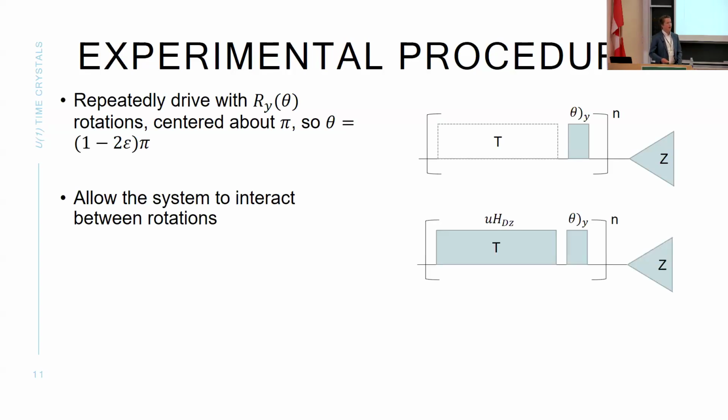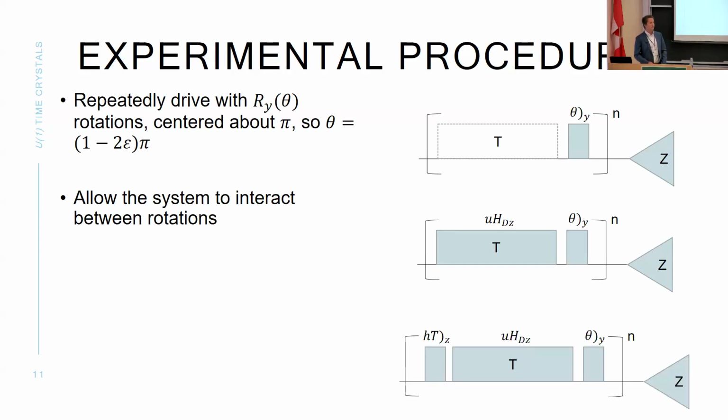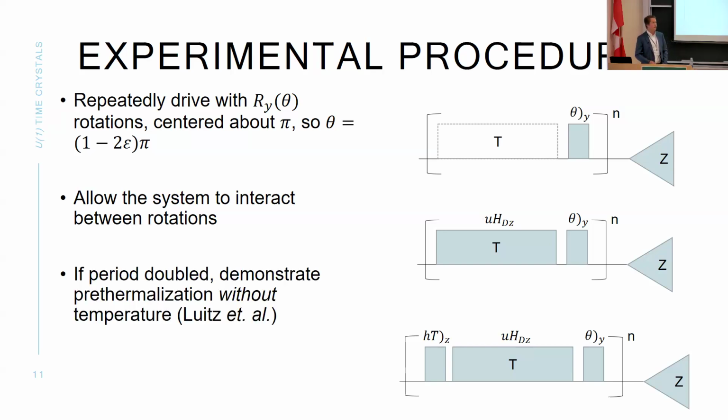Or we can use Hamiltonian engineering to physically fix the Floquet period and change the strength of the interactions. And additionally, we can add a quantizing field along with the dipolar interactions that commute with each other in order to try to understand the emergent U(1) symmetry and how our system's prethermalizing. And so then if we do see period doubling, we'd like to demonstrate prethermalization without temperature via this theory paper and be very careful about that.